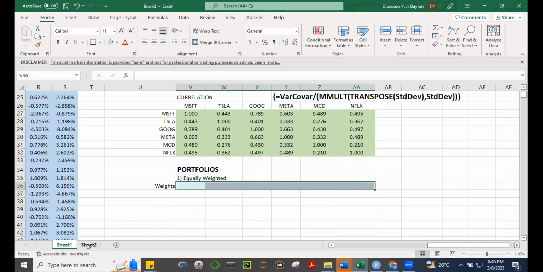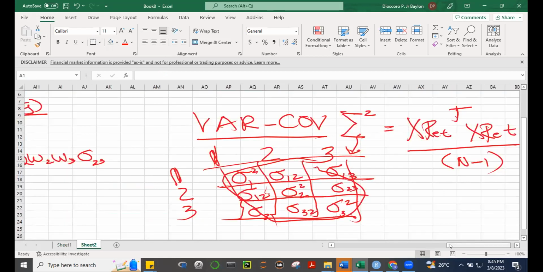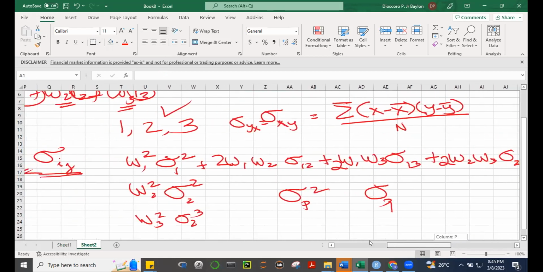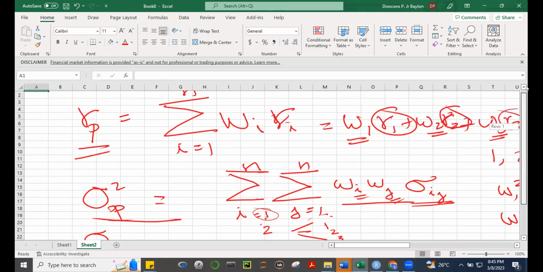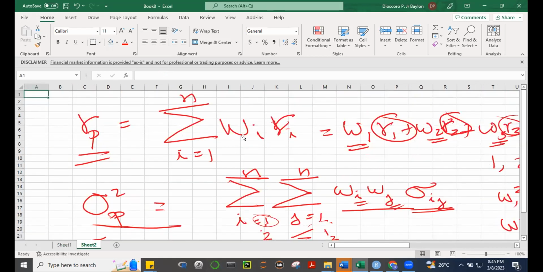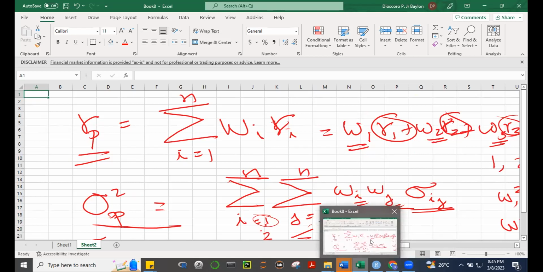Why do we need the weights? Remember, to compute for your returns, we need this weights times the returns, diba? Weight times the returns. In order to compute for the variance, you also need the weights. And so whether you're computing for the return or you're computing for the variance, you're computing for the standard deviation, for the risk, you need the weights of the portfolio. Okay, because we're not dealing with only one asset. We're dealing with two or more assets.